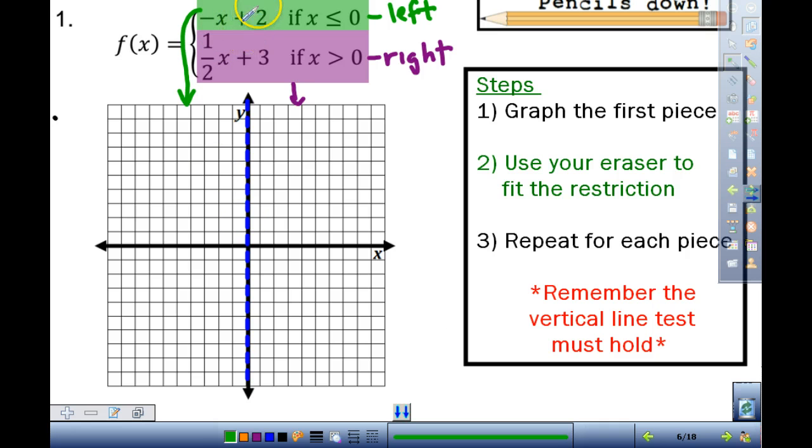So here we go. We got to know that negative x plus 2 is the same as negative 1 over 1 x plus 2. Got to know the slope and the rise and the run. So I'm going to start at 2. It's going to be a closed circle, because it's an equal to. And you'll notice if I use this slope, it takes me to the wrong side of the graph. I'm trying to do this on the left side.